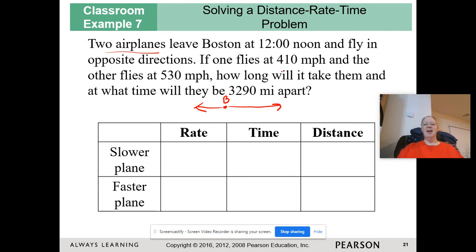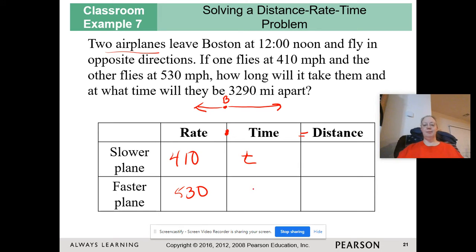So one flies at 410 miles per hour, that's a rate, and the other flies at 530. So the slower guy is 410, and the faster guy is 530. By the way, don't forget, rate times time is equal to distance. How long will it take them, and at what time will they be a total of 3,290 miles apart?